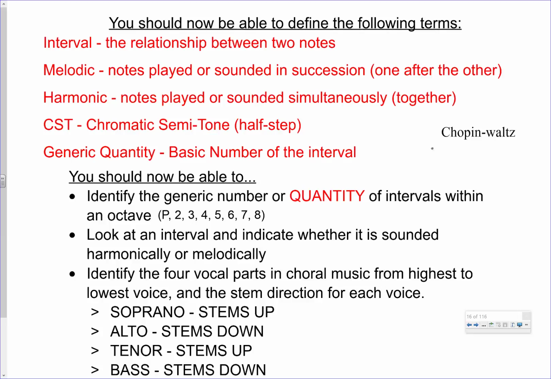You should also be able to identify the generic number or quantity of intervals within an octave. You should be able to look at an interval and indicate whether it is sounded harmonically or melodically, and identify the four vocal parts in choral music from highest to lowest voice with proper stem direction for each voice. So let's move on.